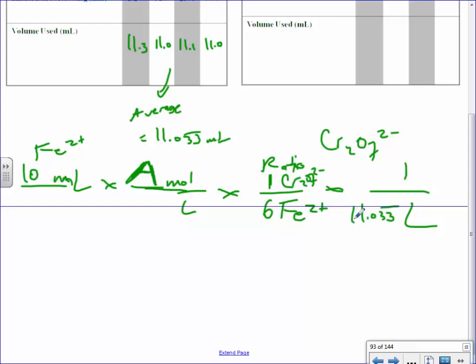Iron requires 1 electron to go from 2 to 3. The dichromate requires 6 if you look it up. So there, we're good. So I'm going to do all of this now and calculate a concentration of my dichromate. 10 divided by, what was that number again there? That one there. Divide by 6. Divide by 11.03 repeating.